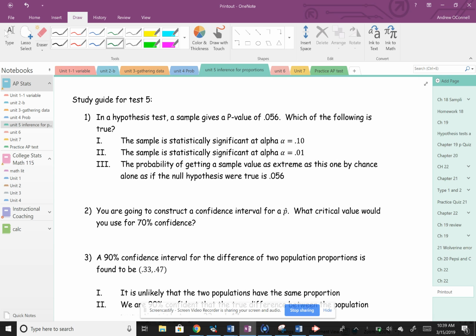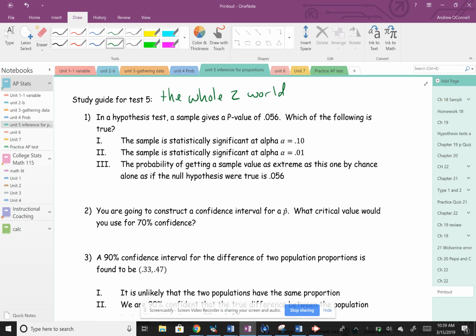This is your study guide for test 5. I call it the whole zero because everything is based on a normal model. So we're going to be using a lot of proportions here.